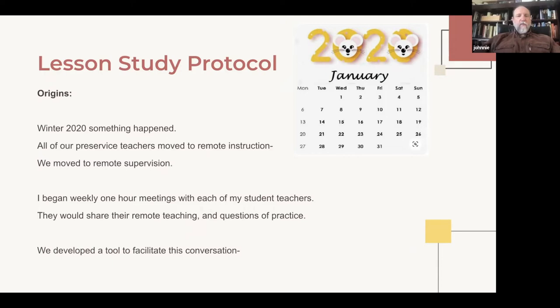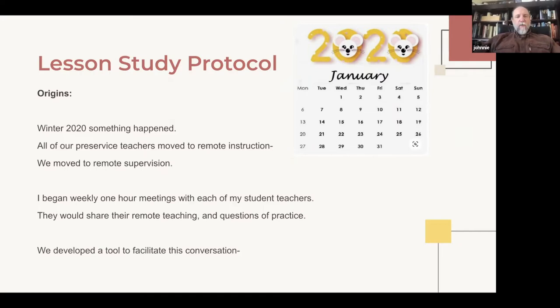I was visiting classrooms. I was meeting with my students regularly, doing informal visits and such. And then COVID came along and we had to change our instruction. So all of our instruction at the university became remote, but then all of our student teachers' instruction as well was remote too. And this is after they've already had 7 months, 8 months of teaching in classrooms, field placement in person. So we moved to remote instruction. We moved to remote supervision too.